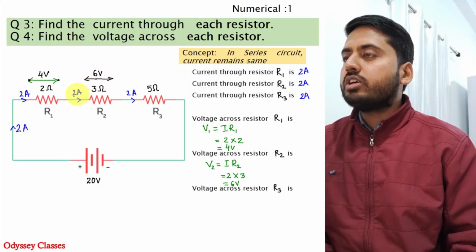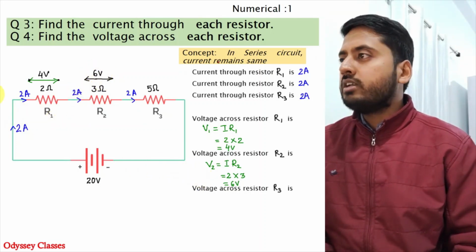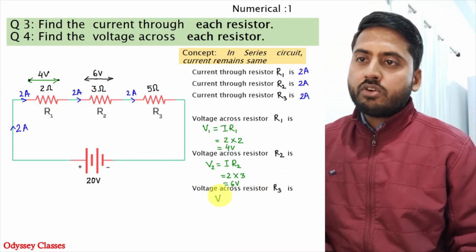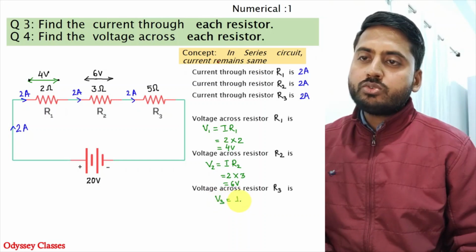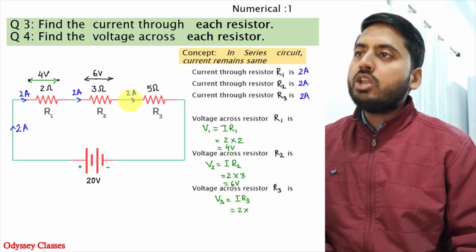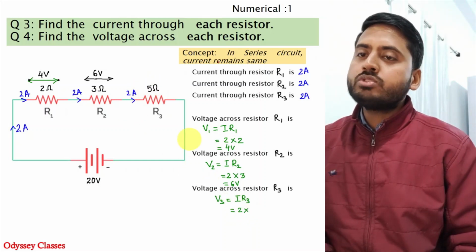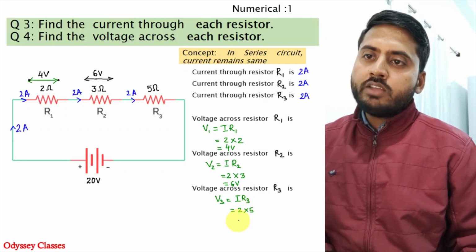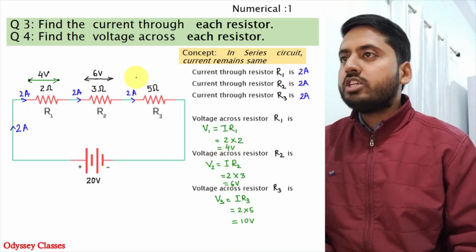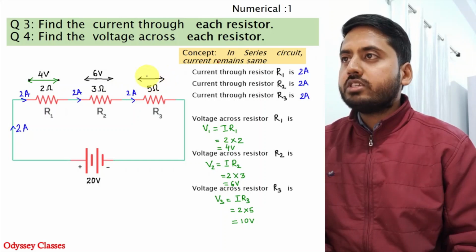6 volt. Now let's find the third one, voltage across resistor 3. Same formula, V3 is equal to I R3. The value of I is 2 ampere and the value of R3 is 5 ohms. So we can write this as 5. So 2 into 5 is 10. So this is coming as 10 volts. Okay, this is what we have got, voltage across each resistor.